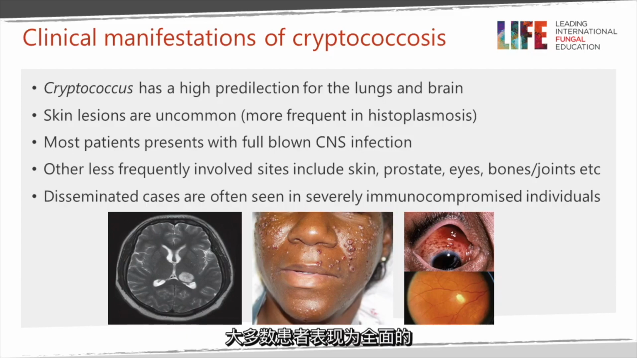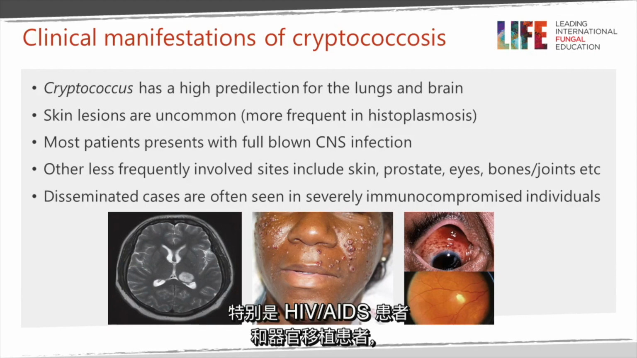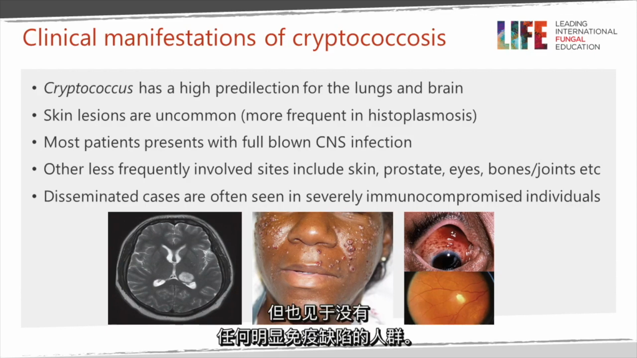Most patients present with a full-blown central nervous system infection or meningitis. Occasionally you can have limited disease to the skin, the prostate, the eyes, the bones or the joints, or a combination of those different organs. Disseminated cases are often seen in severely immunocompromised individuals, particularly HIV and AIDS and transplant patients, but it's also seen in people without any apparent immune deficiency.